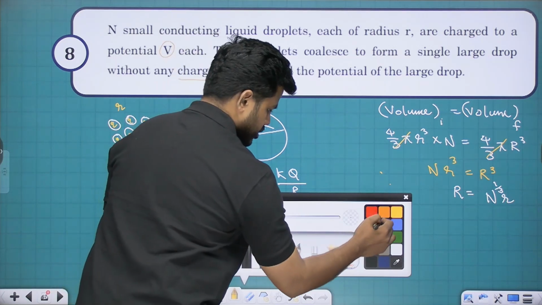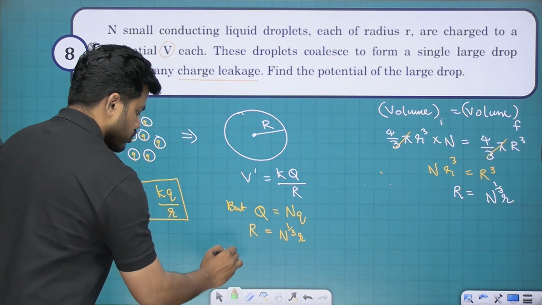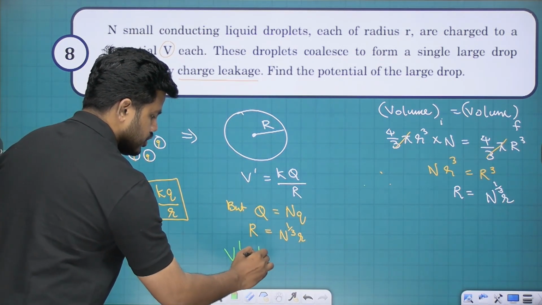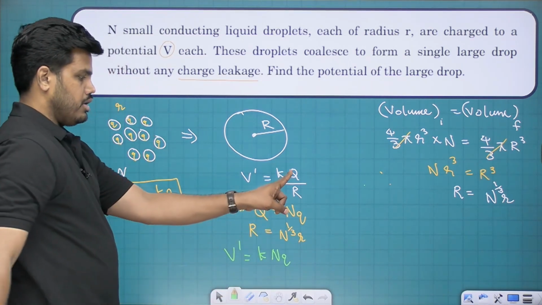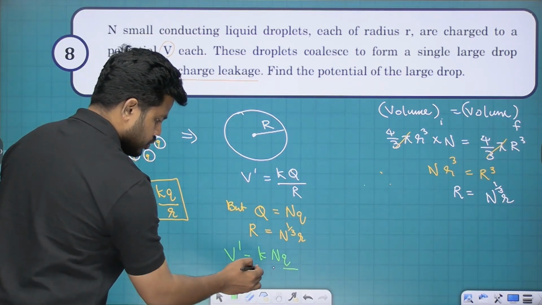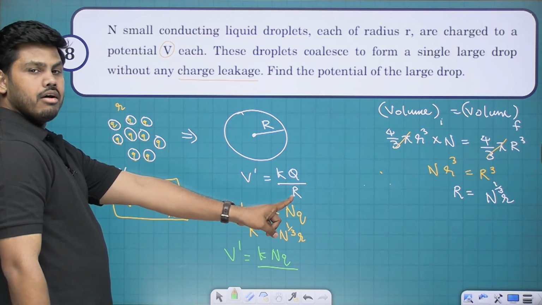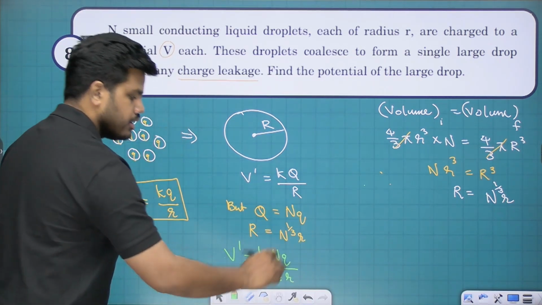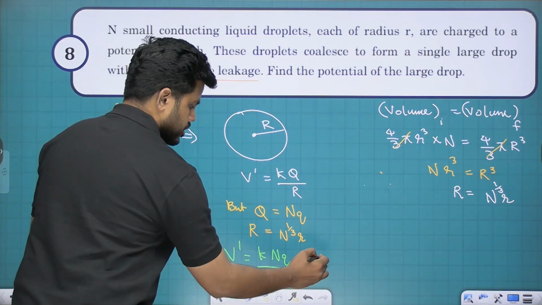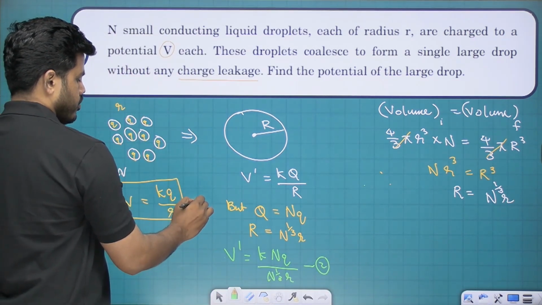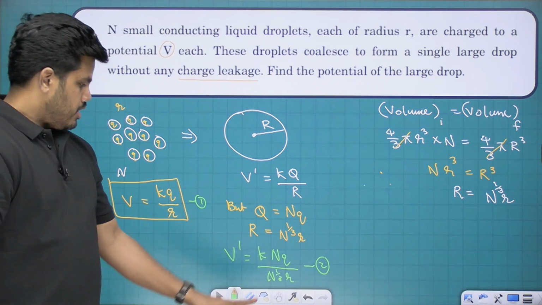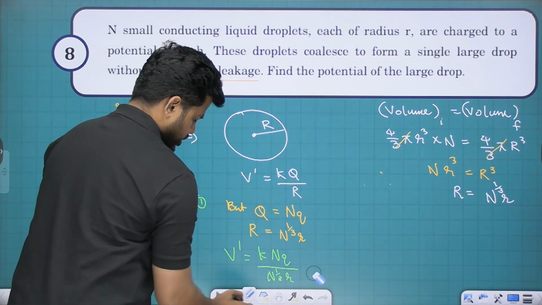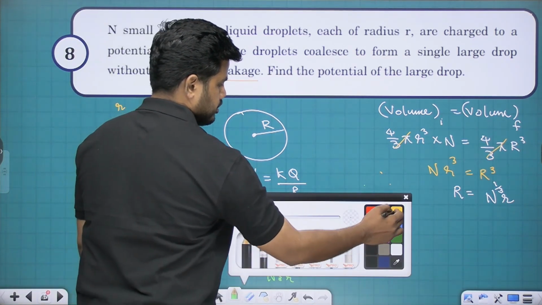Let us substitute those values. V' is equal to k into n small q, since capital Q changes to small q into n, and capital R is n^(1/3) into small r. That is equation number 1. Let us simplify this further.